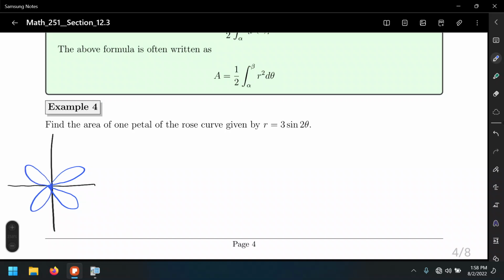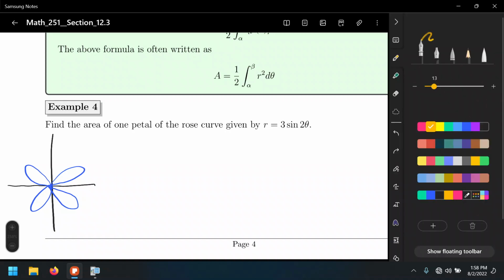All right, so we want only one petal. You can choose your favorite petal to find. However, typically we go with the easiest one, the one that is going to give us the smallest values of the angles, right? So what we're going to do in this case is find the area under the first petal. So let me highlight it with a different color.